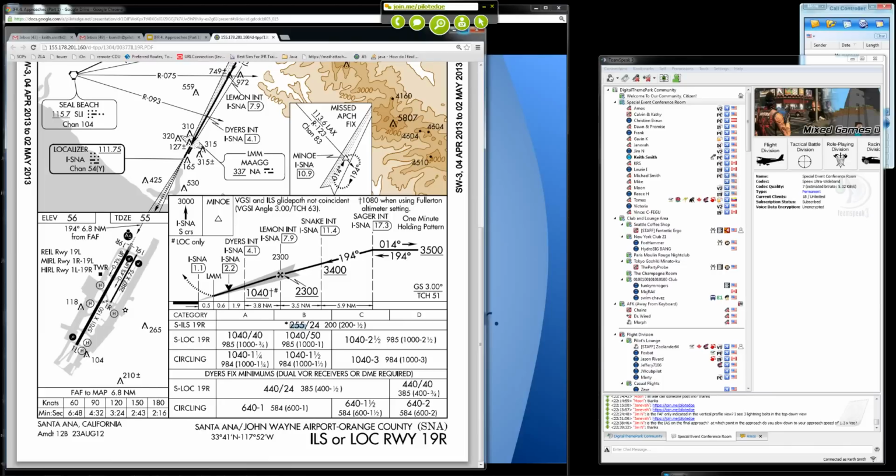So we can drop down to 255 feet, and we must have 2,400 feet of visibility, or an RVR of 2,400 feet. That's just under half a mile. So we need half-mile visibility, flight visibility, and we can drop down to 255 feet.